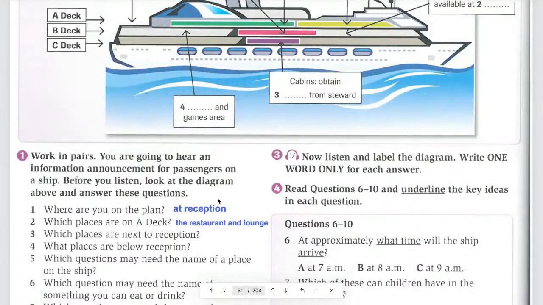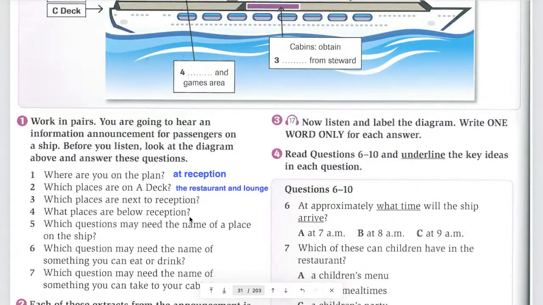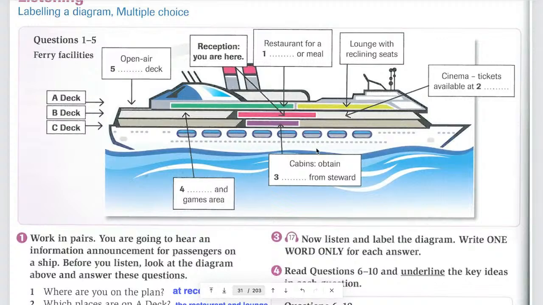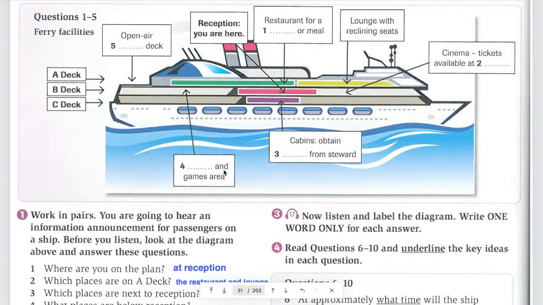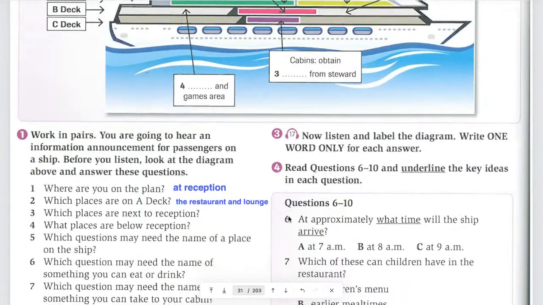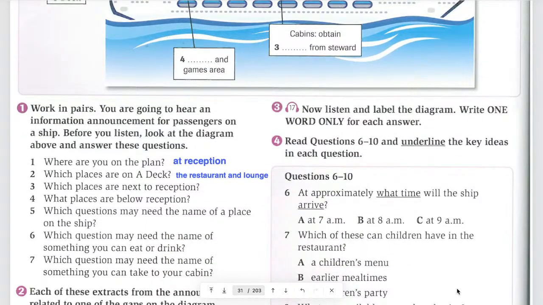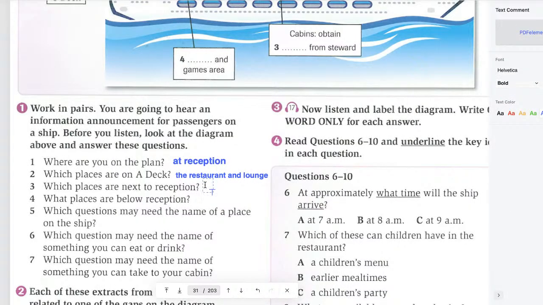Now number 3, which places are next to reception, guys? Game area. We have games area and cinema, things like that, right? So you can say the games area and cinema. The games area and cinema. Yeah?